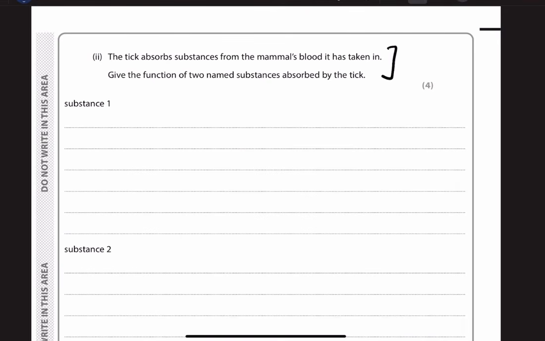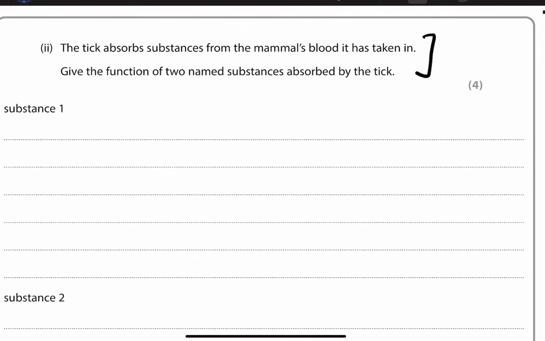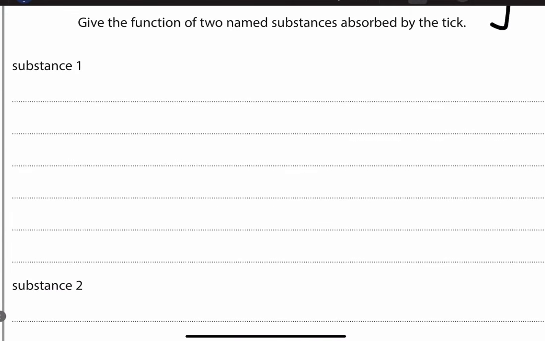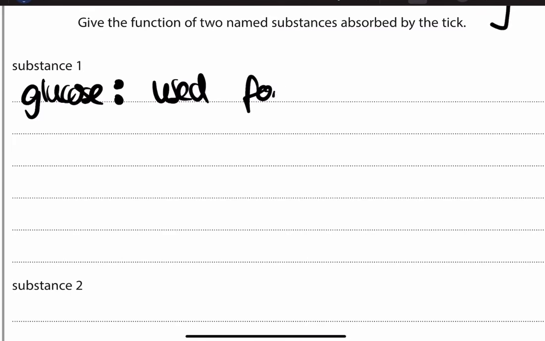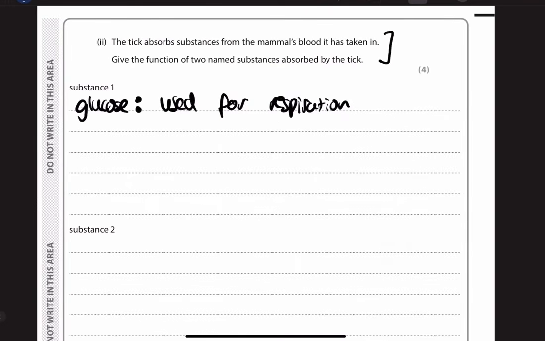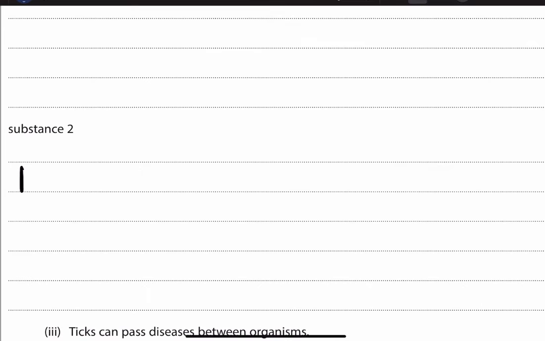Because you know lots about blood, and you know the tick is absorbing blood, so you just need to say the functions of 2 substances that are in mammal's blood. Easy way of breaking it down. So you can say loads of substances. Now, one substance that you may be aware of is glucose, right? That's one we all know. And glucose, what does glucose do? Well, we know glucose is used for respiration, right? Something as simple as that. You don't need to overthink it, right? We need to name a substance, and then we need to give a simple explanation.